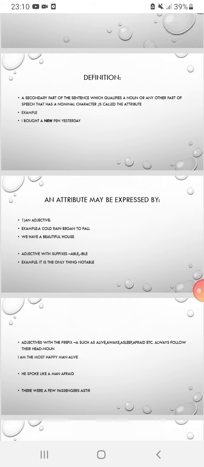If a noun has more than one modifying adjective preceding it, the one most closely connected with it comes next to it. Example: a cold rain began to fall. We have a beautiful house. Adjectives with suffix -able, which are usually derived from verbs, are also placed in postposition owing to the predicative character. Example: it's the only thing notable.